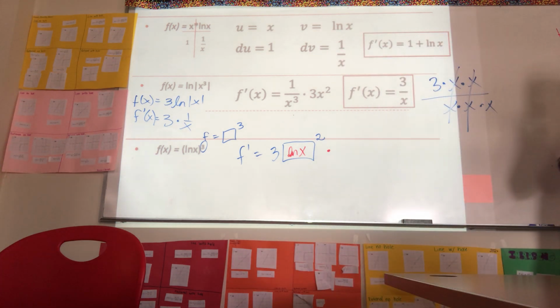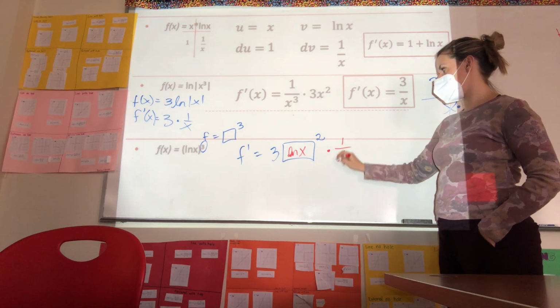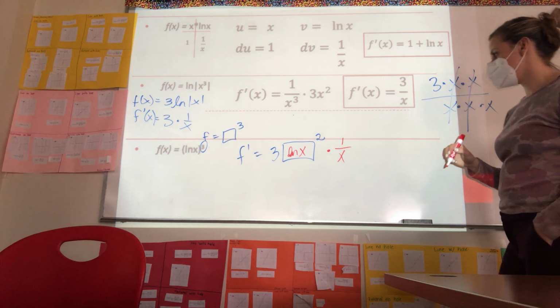Times the derivative of g prime of x, or the derivative of the inside. So the inside is ln of x. What's the derivative of ln? That's it. And that can't really be simplified, so then you just leave it as is.